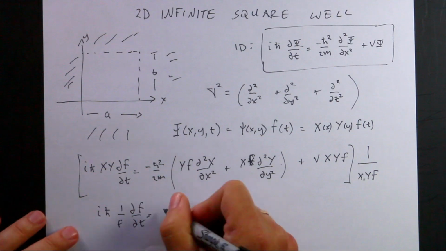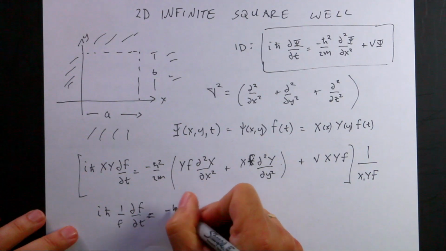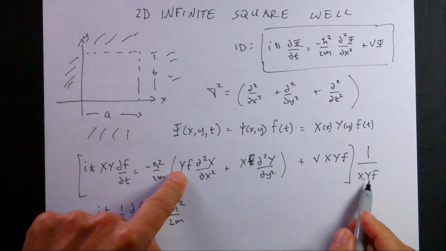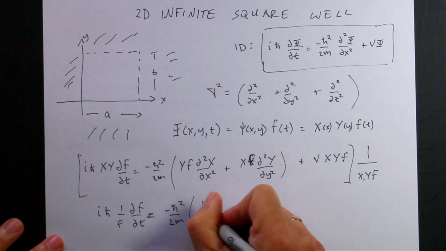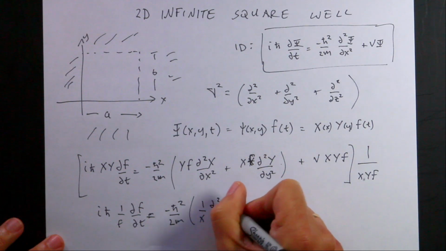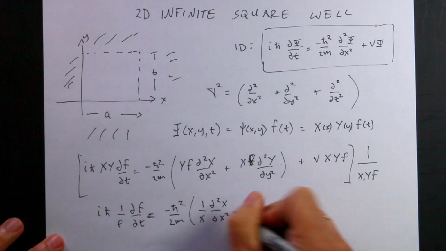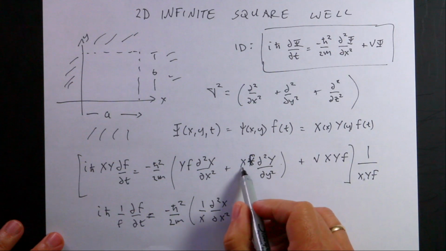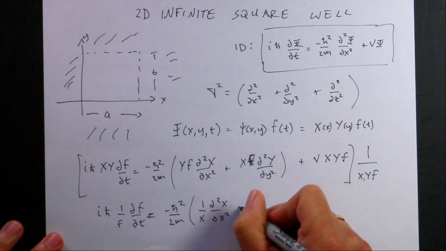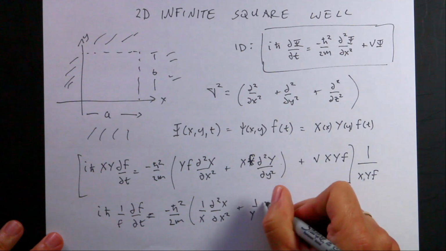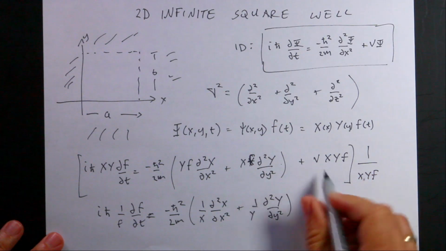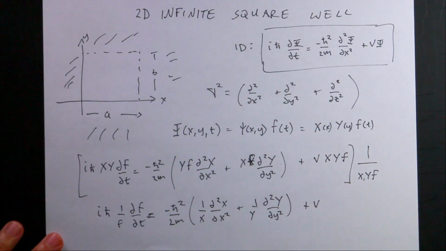Here I get, that equals negative h bar squared over 2m. Then I'm dividing this by X, Y, f, so I just get 1 over X, second partial of X with respect to x. And then over here I have X f divided by X Y f. I get plus 1 over Y, second partial of Y with respect to y. And then over here I just get plus V.